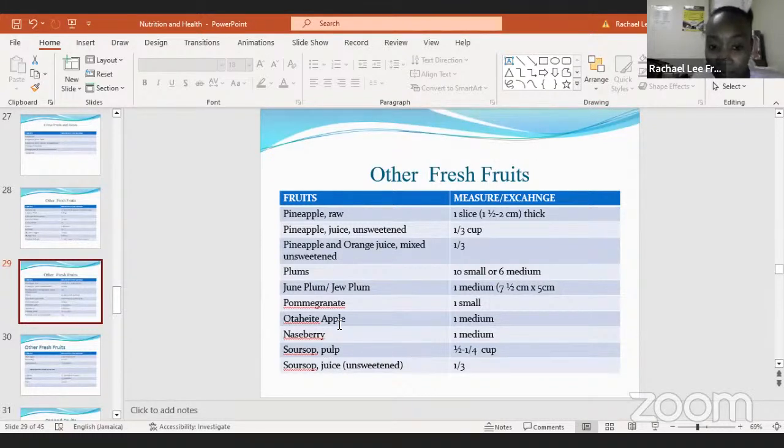All right, so you have your naseberry, your soursop, and it's telling you 1/2 to 1/4 cup of soursop, and your soursop juice, it's 1/3. So when we're drinking 4 or 5 cups of juice, we're actually damaging ourselves, because a lot of these juices we would have been adding sugar to. So the number of cups you consume will determine how much sugar you're consuming per day. You have to look at that as well in terms of your measurements.